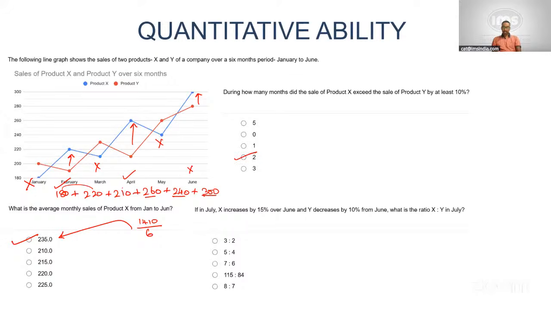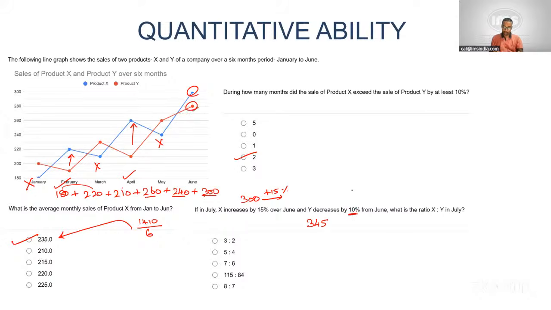If in July X increases by 15% and Y decreases by 10%, what is the ratio of X to Y in July? This is doable because X in June is 300. So 300 increases by 15%. I know 15% of 300 is 45. So X is 345. Y decreases by 10%.